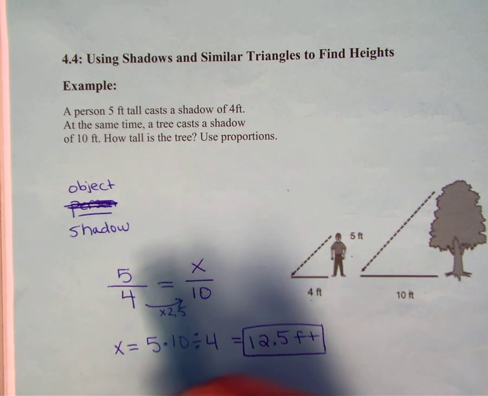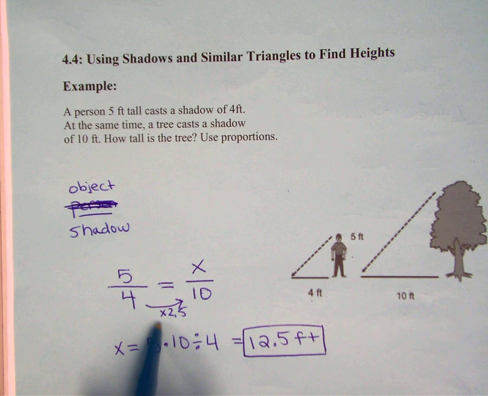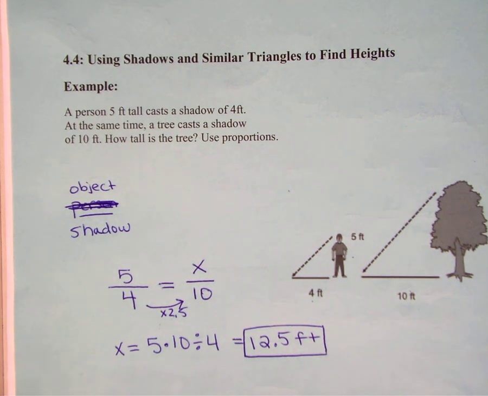Okay, so with proportions, you always have two options. You can either find the scale factor between them, or you can do the cross product to get your answer. All right, so that is your lesson on using shadows with similar triangles.